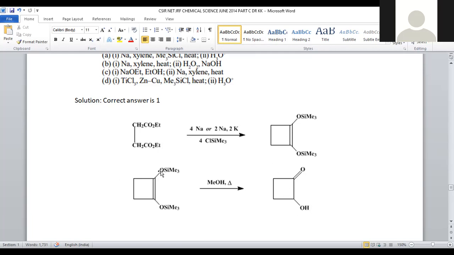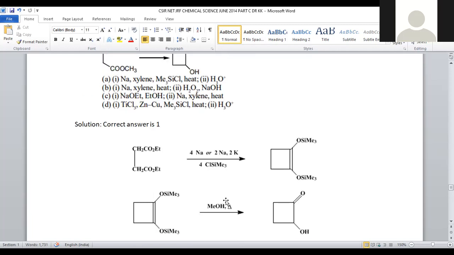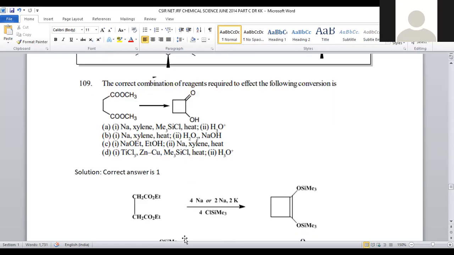One center got oxidized, another center got reduced. This is a simultaneous process called a redox reaction. One center got converted into an oxidized form, another into a reduced form, right? So a simultaneous redox reaction was carried out in the presence of methanol upon heating. These are the reaction conditions we require in order to achieve the final product.